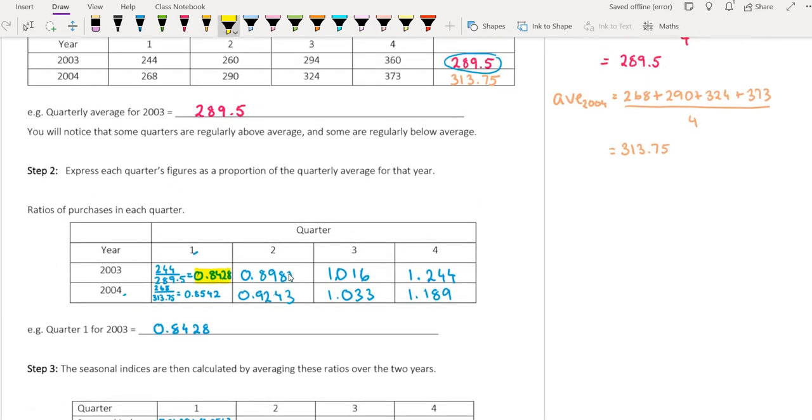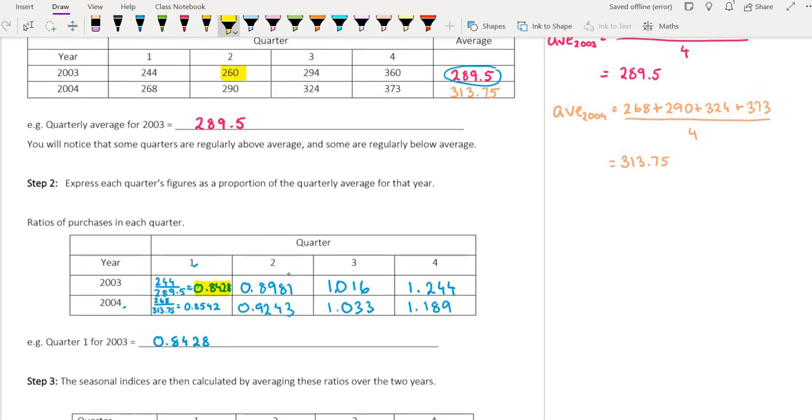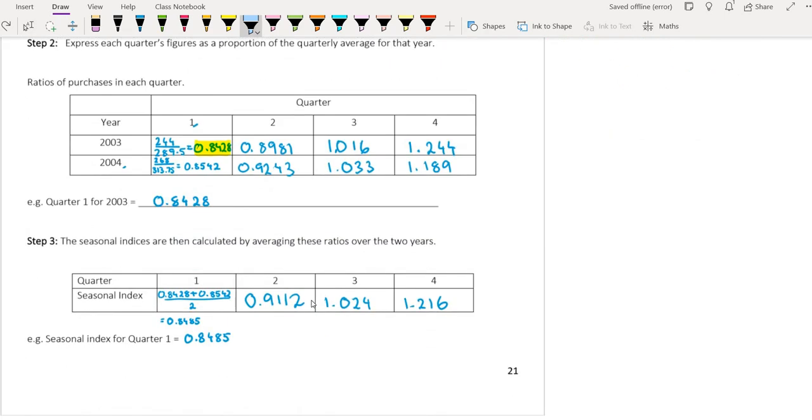And then you repeat this process for every data point. So divide 260 by this average, 294 by the average, 360 by the average, and so on. And you repeat the process for the next year, which is this divided by the average, this divided by the average, and so on. And then you get all of these values.